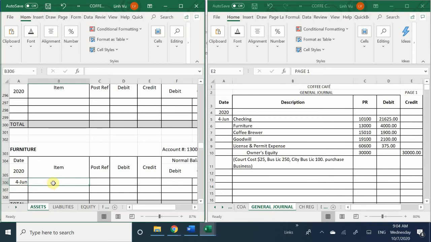What's my item or note that I want to place here? I'm going to just write purchase business, because it came with furniture. My post reference is going to be General Journal number 1. And I increased my furniture by $4,000.